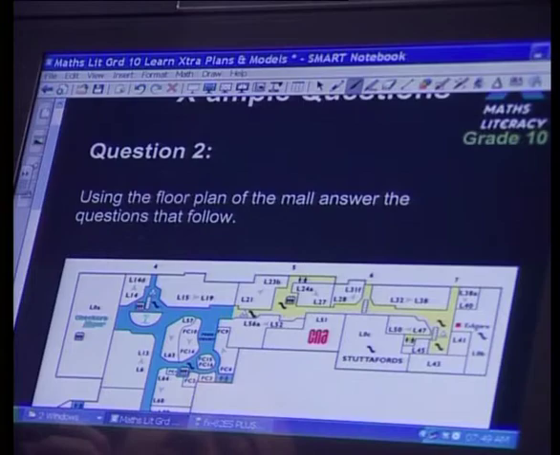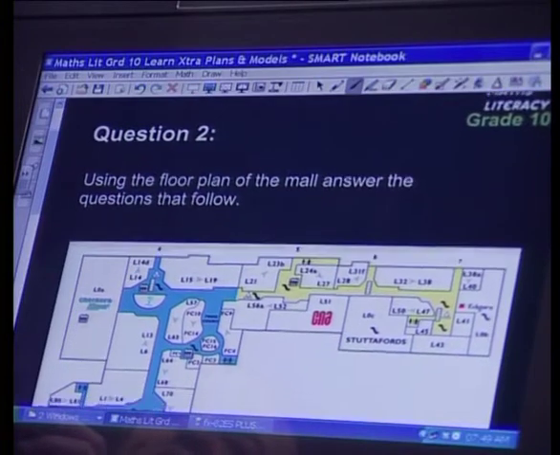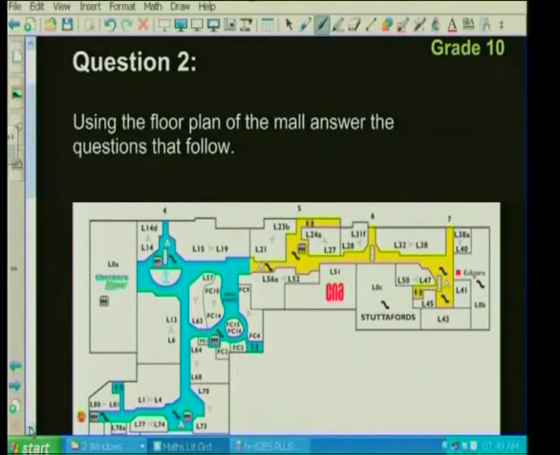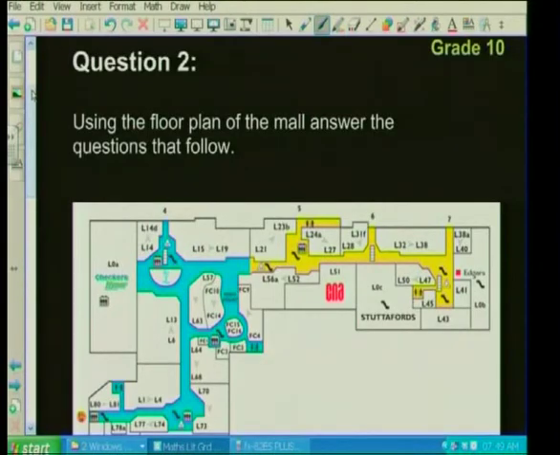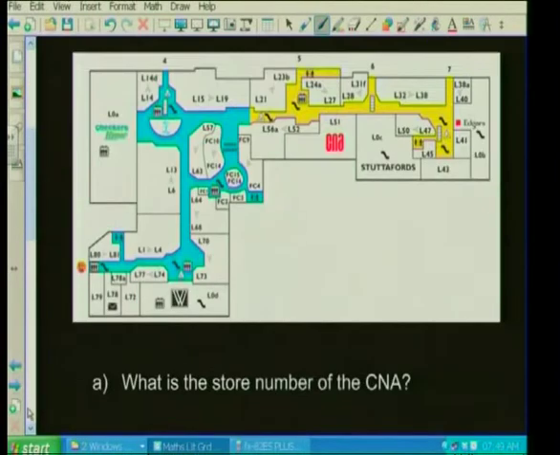And this question is based on our floor plan for our mall. You saw this one earlier, and we're going to use this floor plan to answer a number of questions. It says here, using the floor plan of the mall, answer the questions that follow. So let's have a look at what questions we have here. The first one says, what is the store number of the C&A?